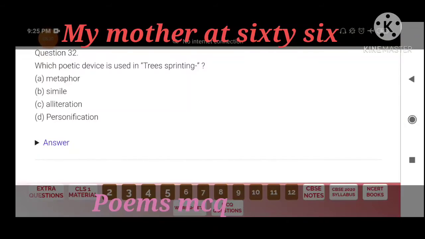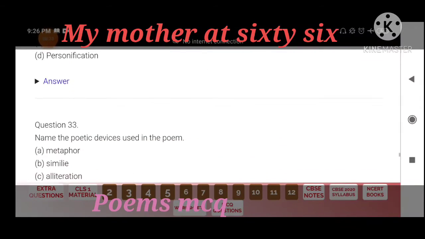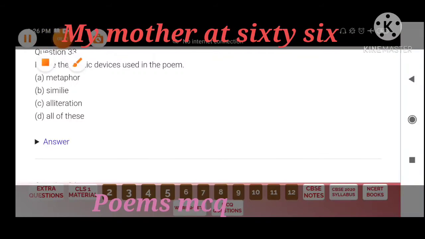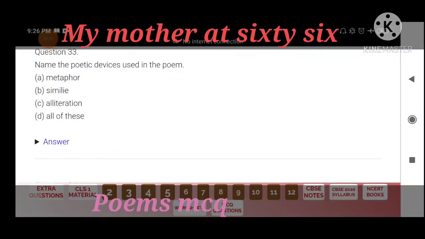Which poetic device is used in "trees sprinting"? So the answer is personification, as we have also seen before in our previous question. Name the poetic device used in the poem: metaphor, simile, alliteration, all of this. So we can see all of these figures of speech in the poem.